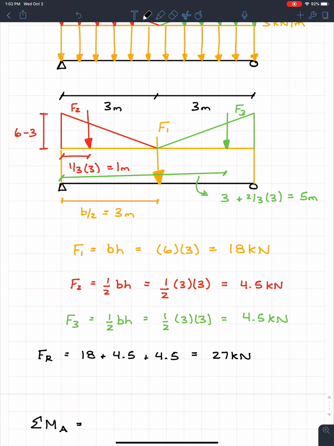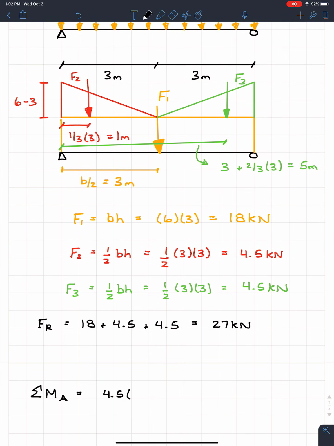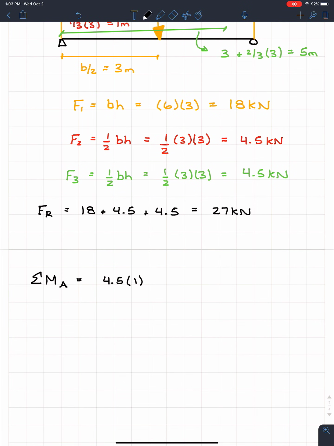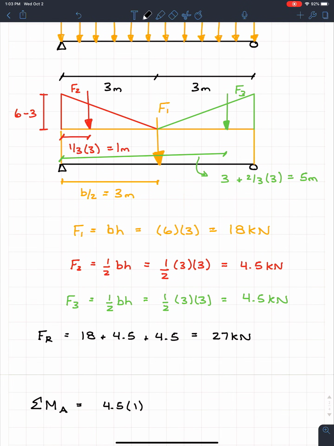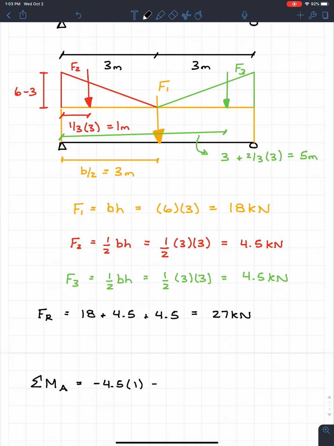So let's start with F2 because it's closest. We're going to have F2, which is 4.5. And we know the distance from F2 to A, which we solved for, and we know that that's 1 meter. And now we also have to look, okay, what kind of moment is that going to create? Well, if we look at the direction, we can see that it's going to start creating a clockwise rotation about point A. So it's very important you know which point. So about point A, it'll be a clockwise rotation. So we know that this will be a negative moment. And then all of them, we can kind of see that they're going to create that clockwise rotation because they're all in the same direction and all on the right side of point A.